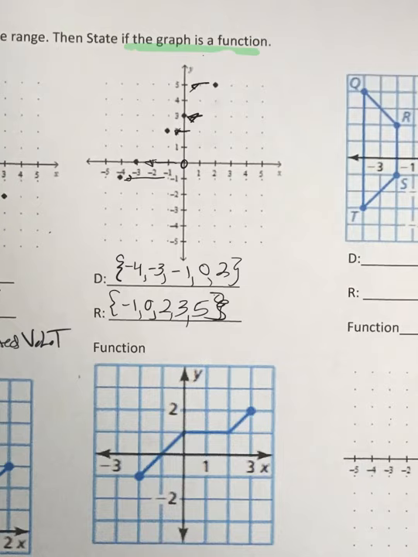And then is it a function? If we drop a vertical line, it only hits once, right? No matter what, it's only going to hit once. So yes, it's a function because it passes the vertical line test. It only hit once, so it is a function because it passes the vertical line test.